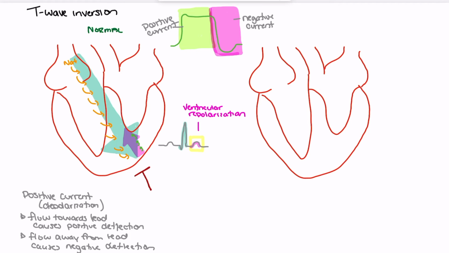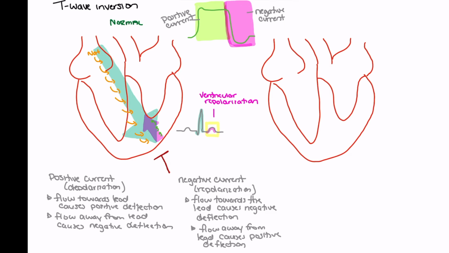So we'll outline some of these pieces here. We know when we have negative or repolarization current, the flow towards the lead causes a negative deflection, while the flow away from the lead causes a positive deflection. And we also know that we get inward repolarization because the epicardial tissue repolarizes faster than the subendocardial tissue. So often when we're looking at ischemia resulting in T-wave inversion, it's going to be because of the subendocardial damage to the ventricle.